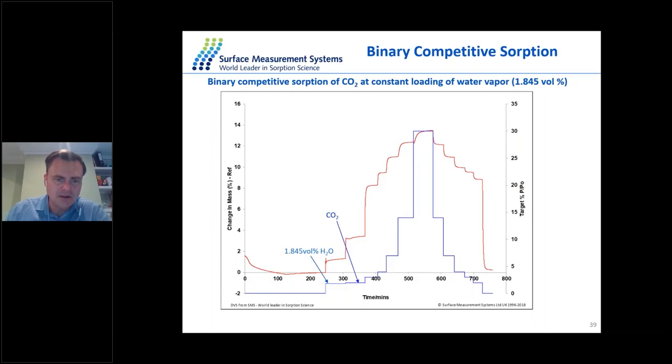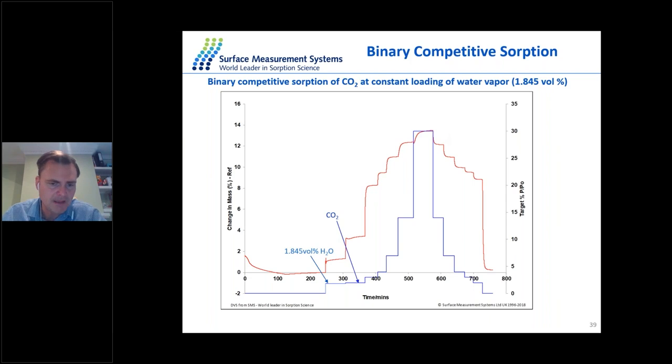Basically, the first stage is outgassing of the materials, at high temperature and high vacuum. Then you let the material equilibrate at a constant pressure of water vapor. In this case, we use 1.845 volume percent water vapor. We wait for the mass equilibrium. When the mass equilibrium is reached, I bring CO2 in small concentration on top of it, using a second MFC, and wait for mass equilibrium again.